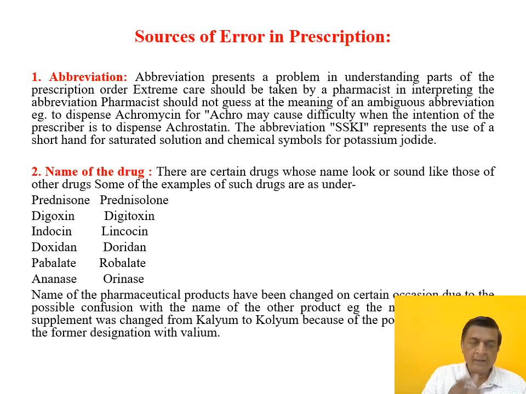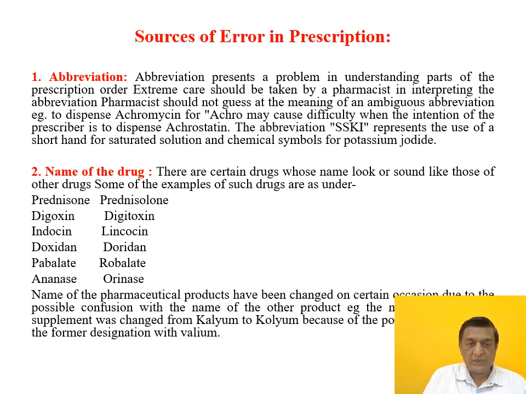So next, coming to sources of error in prescription. First error is abbreviation. Abbreviation presents a problem in understanding the parts of the prescription order. Extreme care should be taken by a pharmacist in interpreting the abbreviations, and the pharmacist should not guess at the meaning of an ambiguous abbreviation.